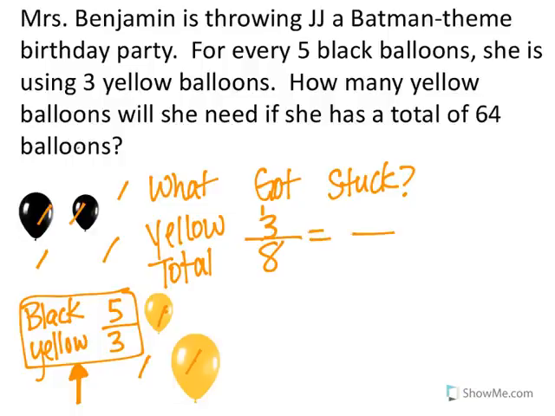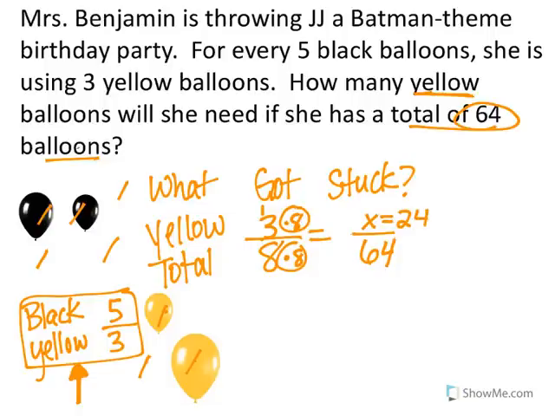Where are you stuck? What are you trying to find out? Well, let's go to the question. How many yellow balloons will she need if she has a total of 64 balloons? So if I have 64 total balloons, how many of those would be yellow? I don't know. We got to figure that out. How do I get from 8 to 64? 8 times 8. What you do to the bottom, you must do to the top. 3 times 8 is going to be 24. This means that you will have 24 yellow balloons out of a total of 64 balloons.